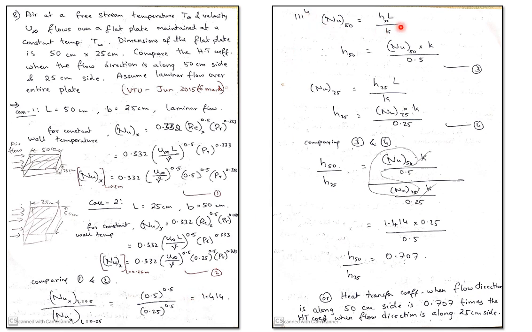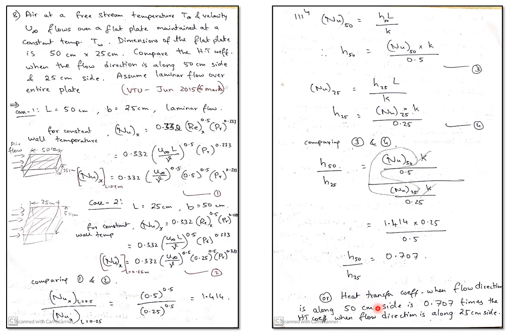Similarly, what is the Nusselt number in terms of hL by k? This formula you will be getting. Now here you need to find with respect to the 50 centimeter side. So just substitute the value L as 0.5. Just keep it in terms of h50, similarly h25, for the 25 centimeter side. Now again divide h50 by h25. Here k will get cancelled. You know the Nusselt number Nu50 by Nu25 is 1.414. Just substitute the value 1.414 into 0.25 divided by 0.5. You will be getting h50 by h25 equals 0.707.